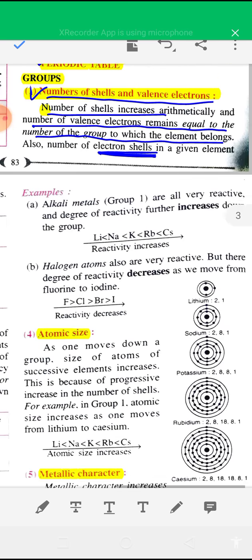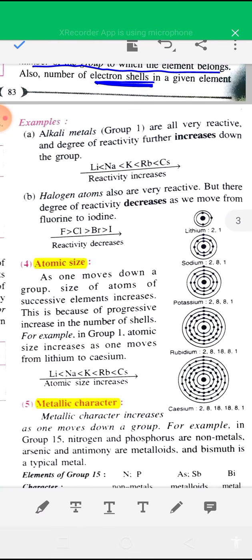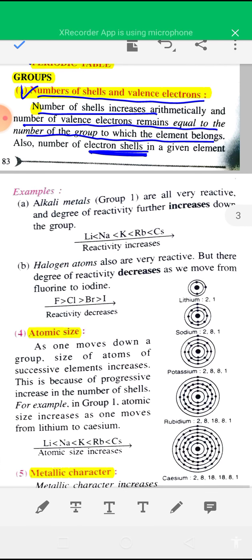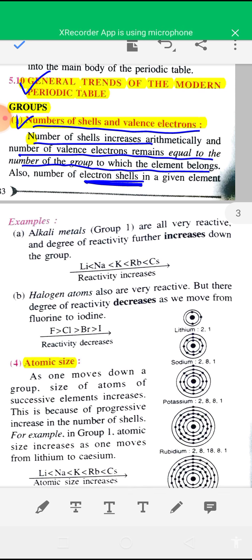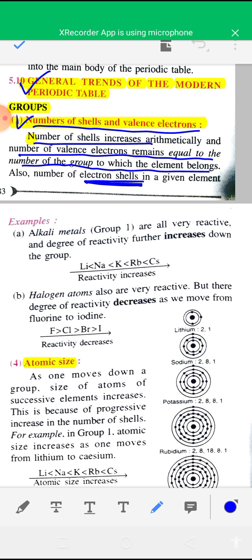Now properties of elements like chemical reactivity across a group. In any specific group, chemical reactivity increases down the group. For example, alkali metals, group 1 elements, are very reactive and reactivity increases down the group. That is, the reactivity of lithium is less than sodium, which is less than potassium, which is less than rubidium, which is less than cesium.